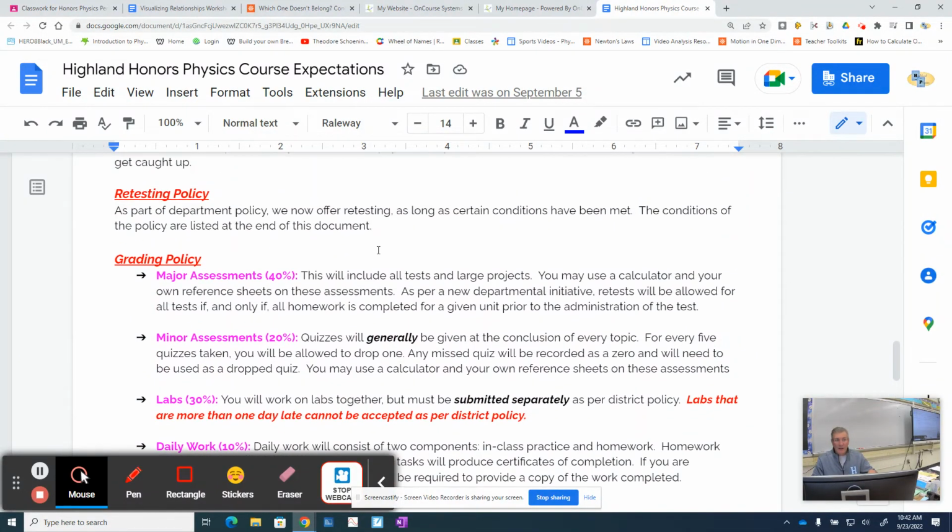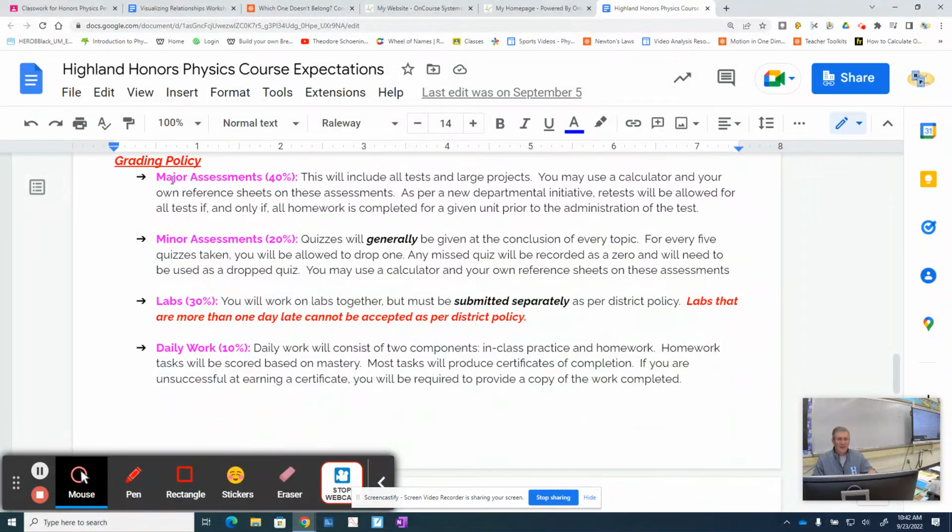And finally, I would like to just point out the grading policy in this class. We see that, as always, in most classes, the major assessments, which are tests and projects, will make up the majority, the overwhelming majority of this course. Quizzes will make up 20%, but most importantly are the labs. A lot of students struggle with this idea because the lab experience is a huge part of this course. We do so many of them, but the labs are worth a lot. If students miss one or two labs, that's usually going to cost them a letter grade in the marking period.